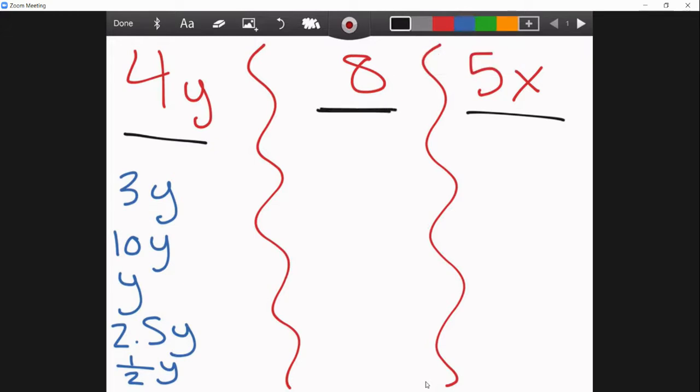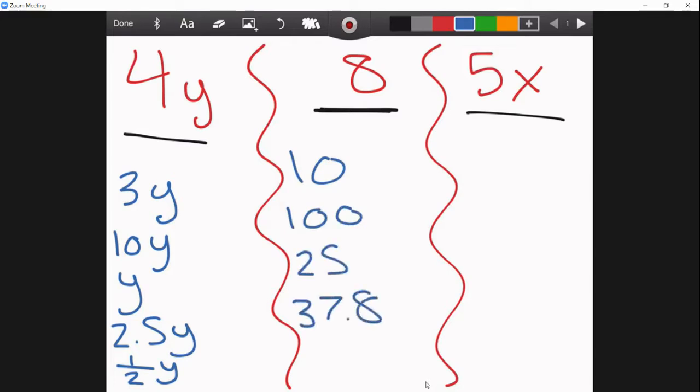Let's look at the next one, 8. 8, a number by itself without a letter, we call it a constant. Constants are all alike with all constants. So for example, a number that does not have a variable is considered a constant. So all constants are alike. For example, 10 would be alike. 100 would be alike. 25, 37.8, 3/4. All of those would be alike because they're all numbers without a variable.